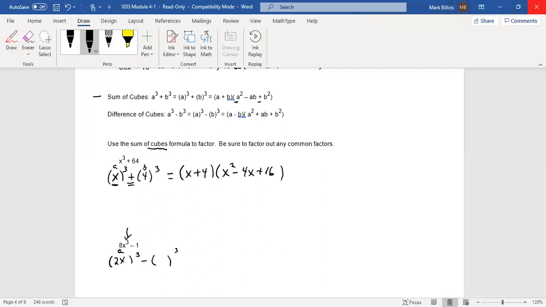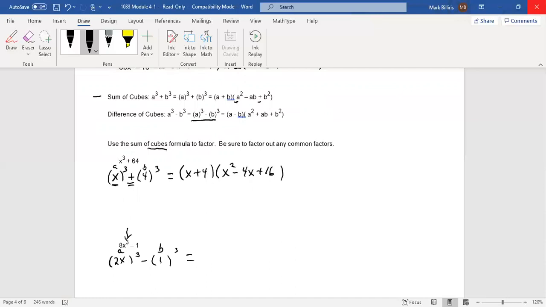To get a 1, it's 1 cubed because 1 times 1 times 1 gives us 1. And we're going to call that B. So let's follow the formula. We've done step number 1.